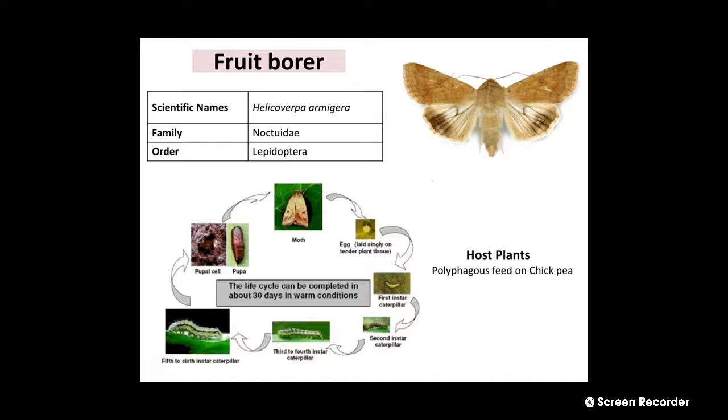Then the next point is host plant. The host plant of this fruit borer is polyphagous and it feeds on chickpea as well as red gram. Also this pest infests tomato. Polyphagous means the pest which feeds on many crops. Then the next point is life history. The life cycle can be completed in about 30 days in warm conditions. This pest completes its life cycle in four different stages, that is egg, larva, pupa and adult.